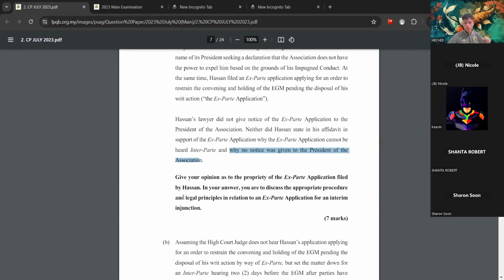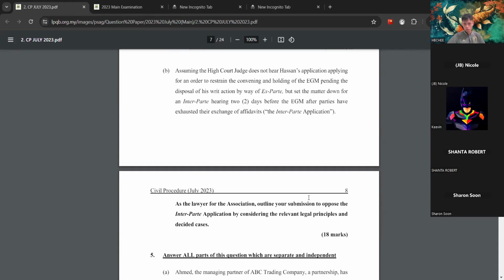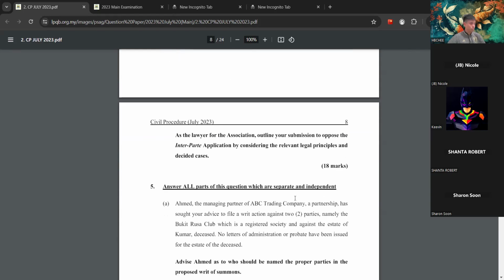objection. The second objection, I guess Jeannie answered it correctly already. Order 29 Rule 12C, which says that an injunction cannot be used to stop a meeting. And this is what you have to include in your answer. This is the second objection for you to oppose the injunction. Is everyone okay?